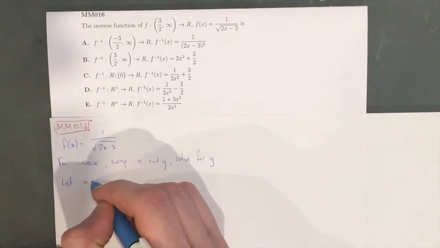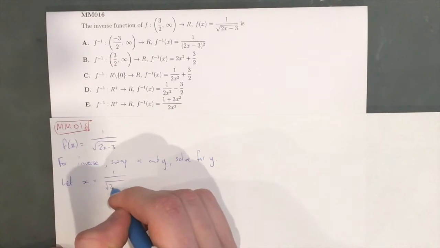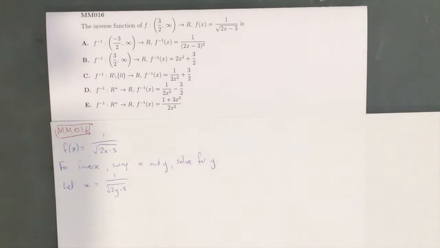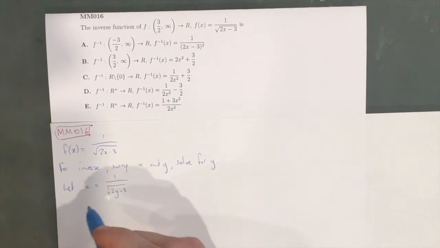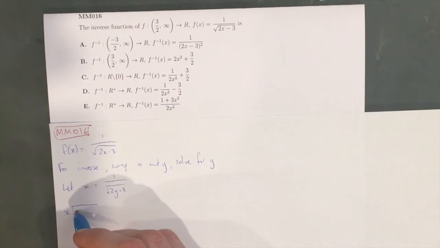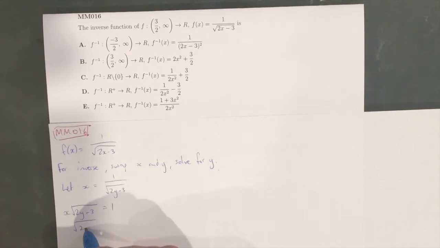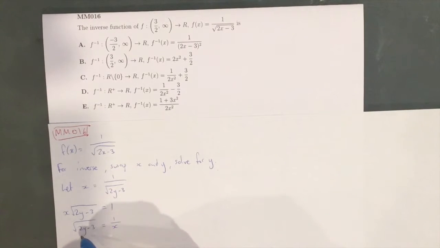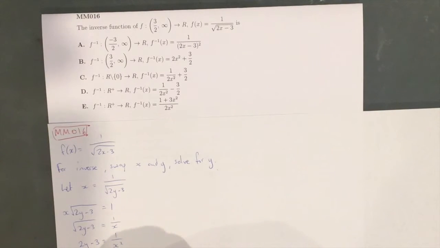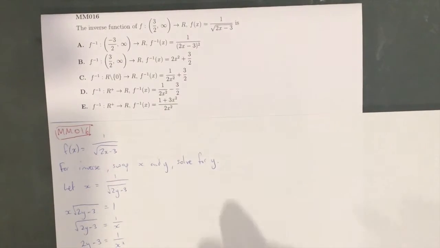So then you let x equal 1 over root 2y take 3. And then you just solve for y. So that means that x times root 2y take 3 equals 1. You divide both sides by x, which gives you root 2y take 3 equals 1 on x. You square both sides to get rid of that square root. 2y take 3 equals 1 over x squared. Add the 3. 1 over x squared plus 3.